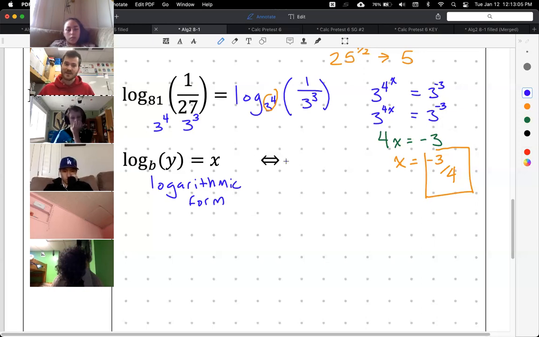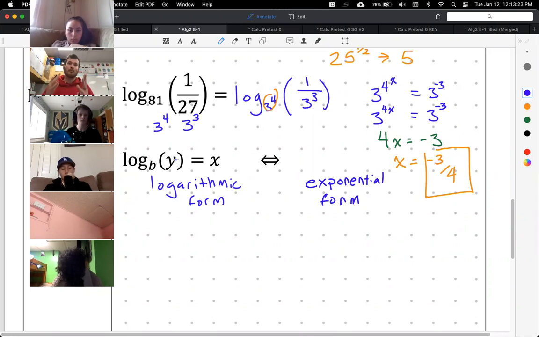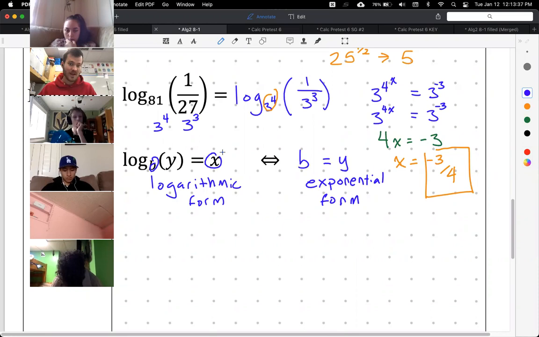This is the same thing, mathematically speaking, as the exponential form of the same expression, which looks like this. And I'm literally just going to invoke the what power function. What power does b need to be raised to in order to get y? So I'm thinking b to the blank power gives me y. And the answer is x. b needs to be raised to the x power. So b to the power of x gives you y.